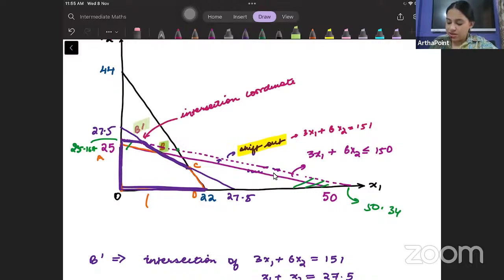But now point B has changed. The point of intersection now has changed. The intersection coordinate has changed. And what is this intersection coordinate showing you? What is this B dash showing you?